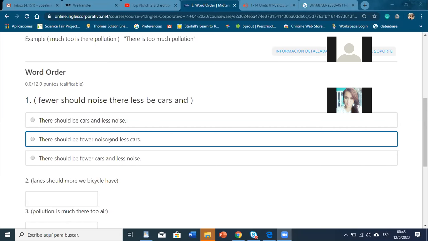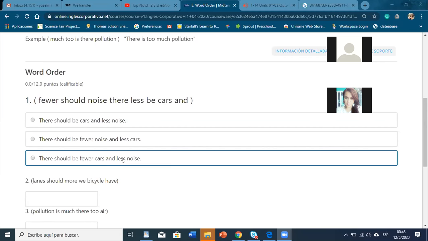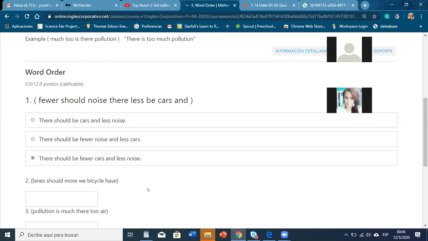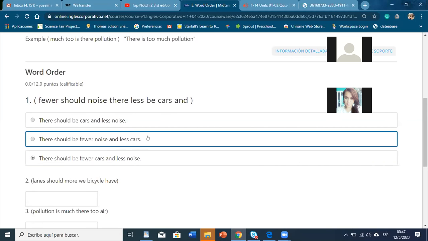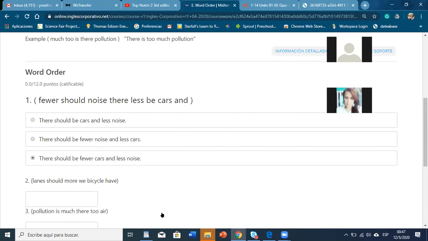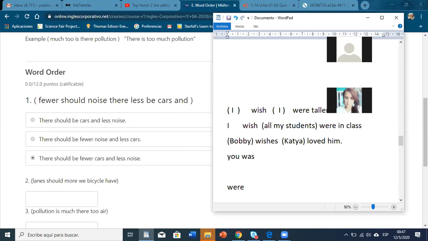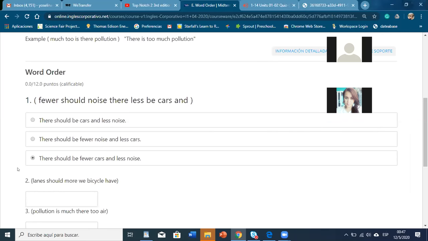Teacher? No, the number three. There should be fewer cars and less noise. You know why? Exactly, because fewer you're going to use with countables, and less with uncountables. Noise cannot be pluralized. So you have to use less noise and fewer cars. All right? Don't forget that, guys. Fewer with countables, right? And less with uncountables. Very good. And number two, Fabiola.